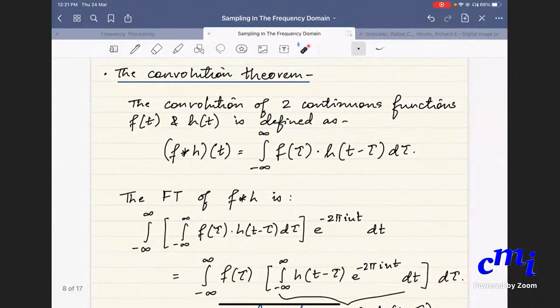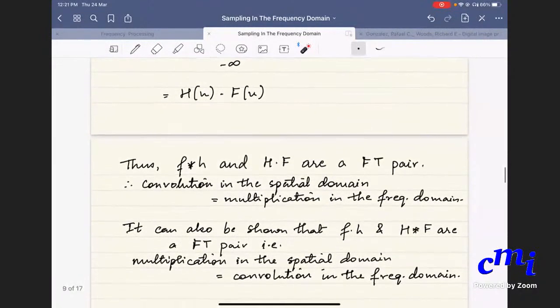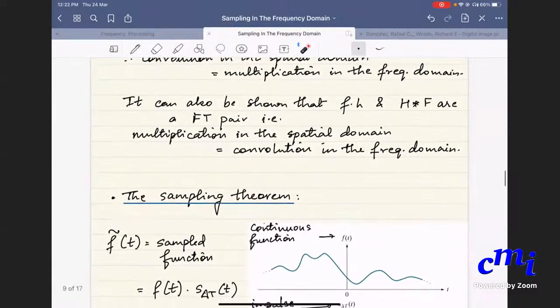So this is one part of the convolution theorem, and the other part is similar. I'm not doing that other part. I've only shown that convolution in the spatial domain is equal to multiplication in the frequency domain. I can show the other way, that multiplication in the spatial domain is also convolution in the frequency domain. That is, f·h and H*F are also an FT pair. So that's the convolution theorem.